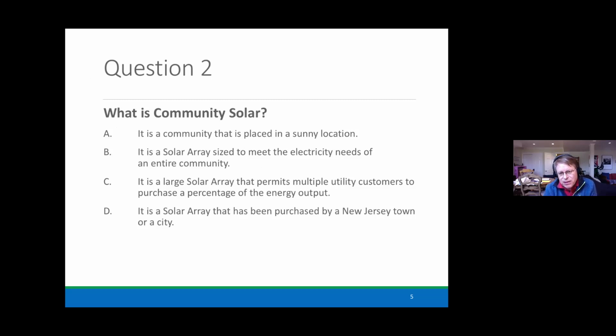It is a community that is placed in a sunny location. The next one is, it is a solar array sized to meet the electricity needs of an entire community. The third one is, it is a large solar array that permits multiple utility customers to purchase a percentage of the energy output. And the last one is, it is a solar array that has been purchased by a New Jersey town or city. So the question is, what is community solar? What do you think it is? And how do you think it is actually structured? Take a chance at answering those questions and think about what you think community solar is, and then we'll talk a little further about it.